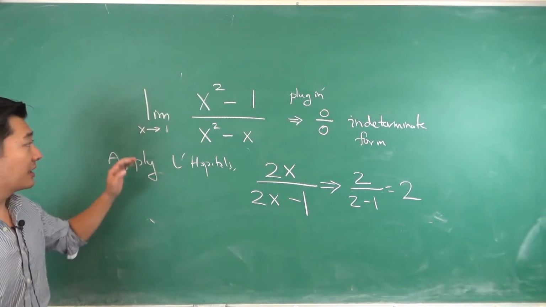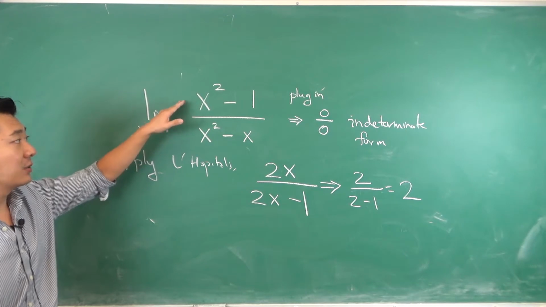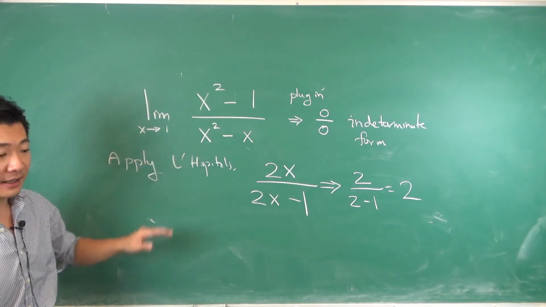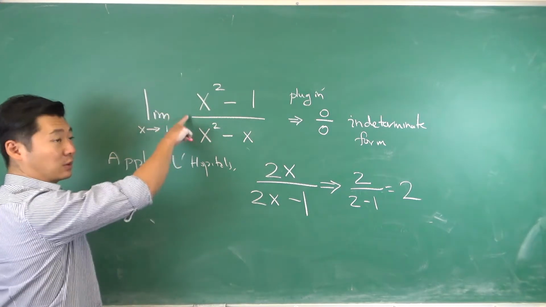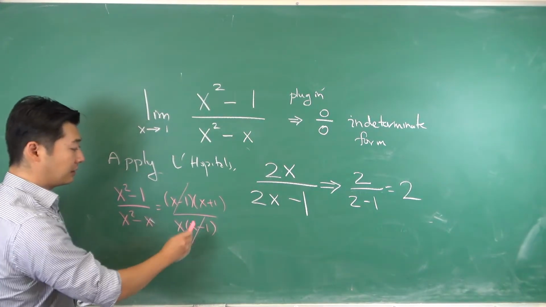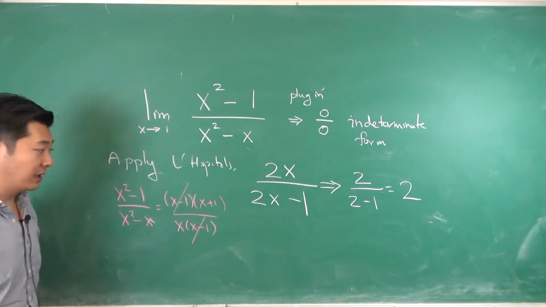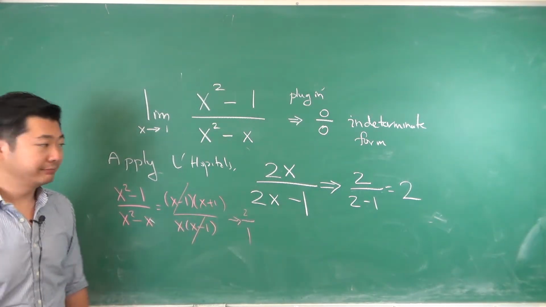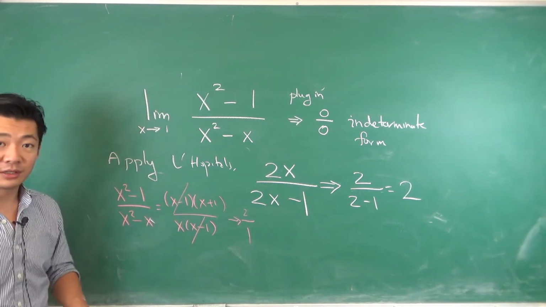So that is the limit as x goes to 1 of x squared minus 1 divided by x squared minus x. Let's double check this because we can compute this limit another way. We can factor this. These go away. Plugging in 1, we get 2 over 1. And so the limit agrees with the L'Hopital's rule.